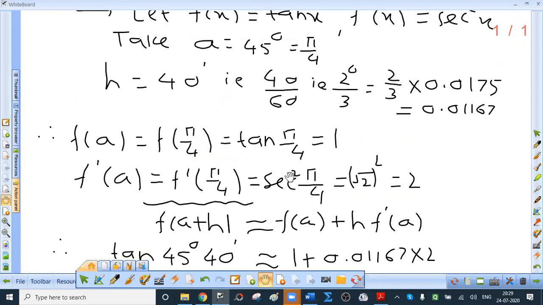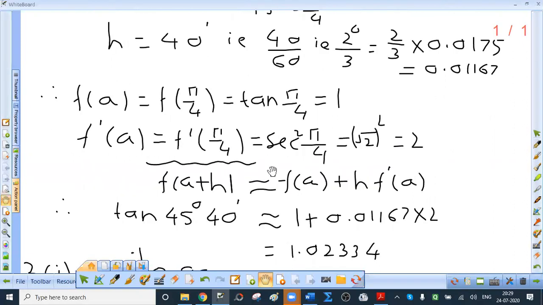Let me show the previous part. h is 40 minute, that is 2/3 degree, that is 2 by 3 into 0.0175, which is 0.01167 radian. Okay.